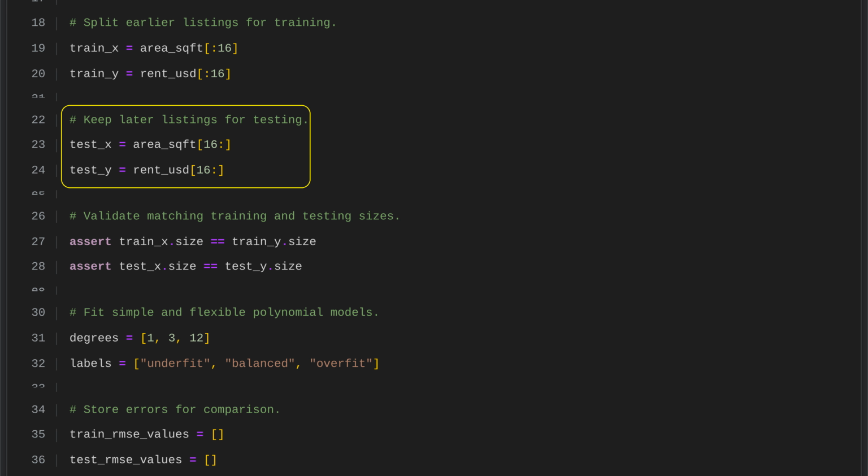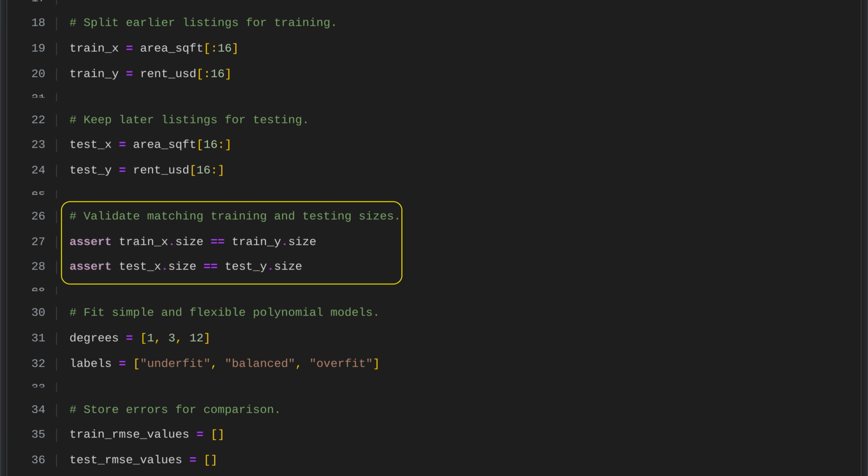To prepare the test data, we use the later listings by taking the square footage and matching rental prices starting from the 17th item. Keeping these examples separate from the training data lets us check how well the model performs on data it has not seen before.